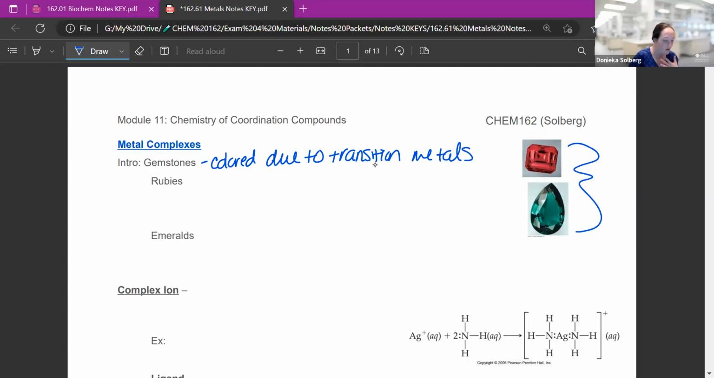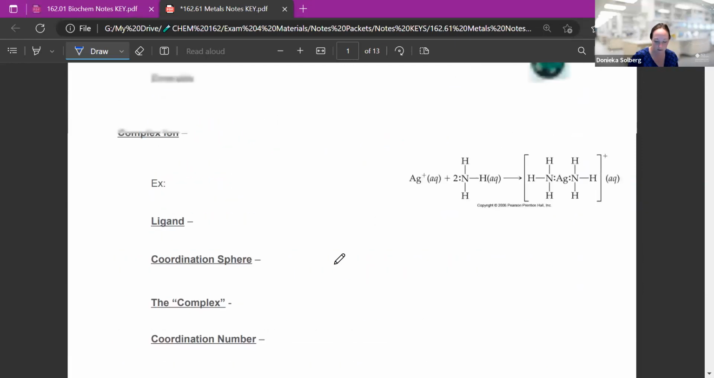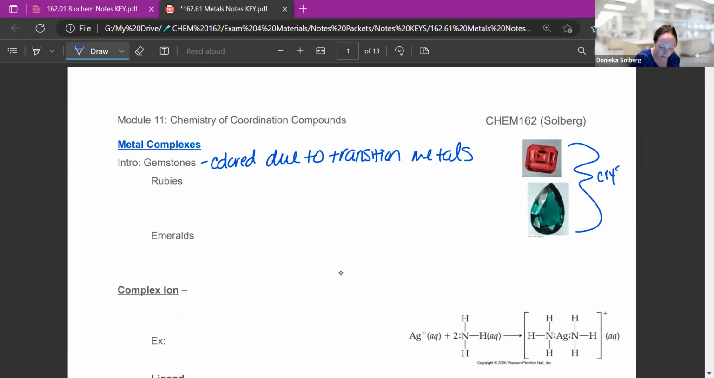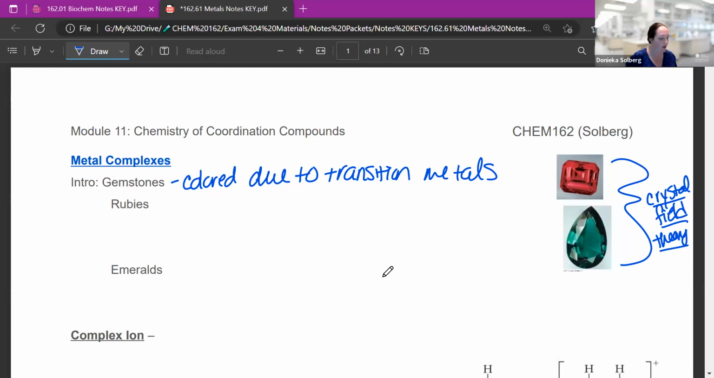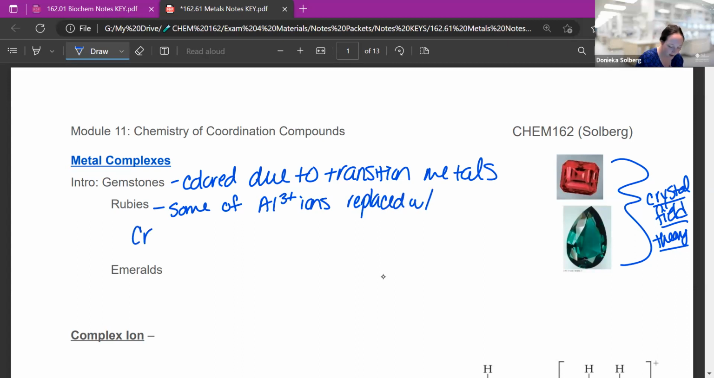The reason we get red rubies and green emeralds is due to what's called crystal field theory. It has to do with all of those s and d electrons, what they're doing, and how they affect each other. Rubies specifically have some of their Al3+ ions replaced with chromium 3+ ions, and those give rise to that red color.